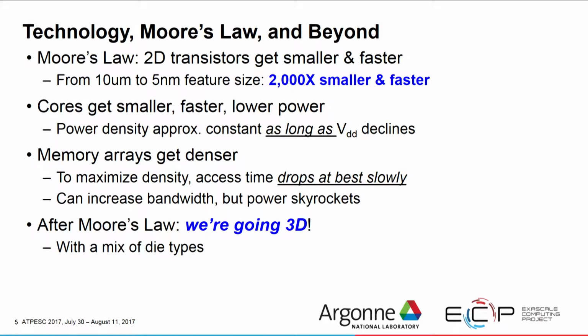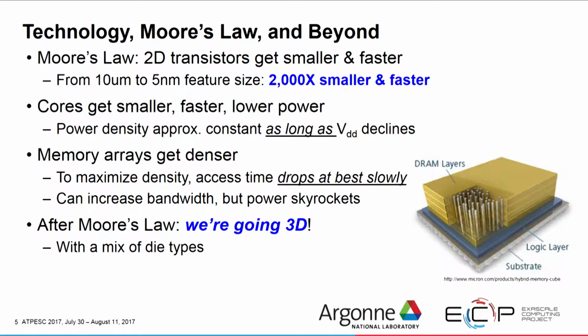And after Moore's Law, what are we doing? We're just about at the end of Moore's Law. We're seeing IBM announce that they've manufactured some 5 nanometer parts. So we're probably going to go 3D. And this is going to be a good part of where I think we're going to go in the future.